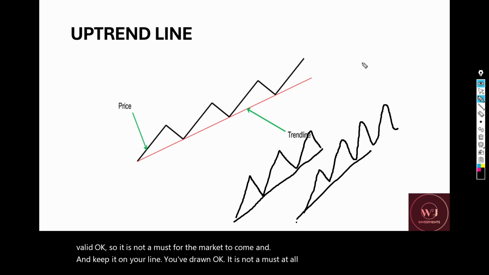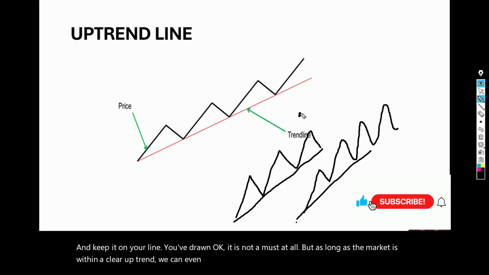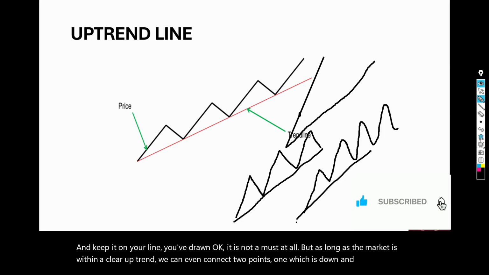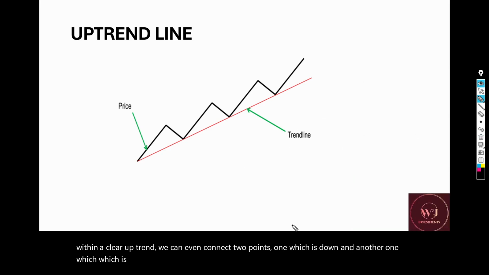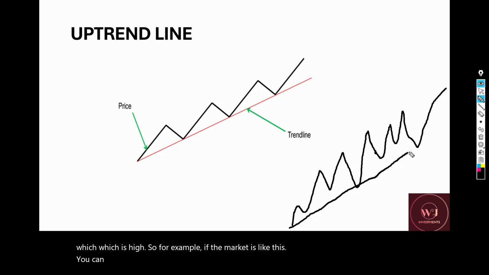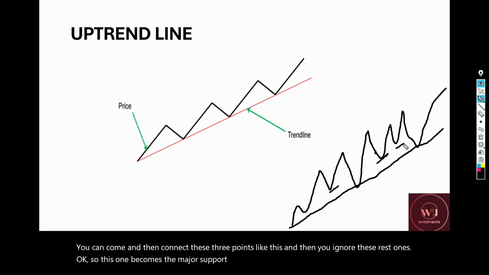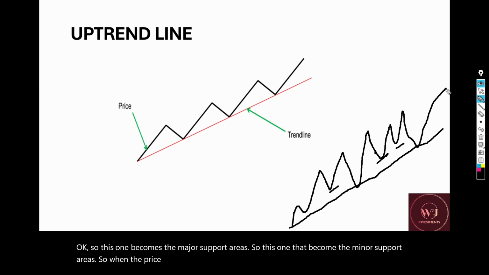But as long as the market is within a clear uptrend, we can even connect 2 points, one which is down and another one which is high. So for example, if the market is like this, you can connect these 3 points like this, and then you ignore the rest of the ones, okay? So these ones become the major support areas. So these ones become the minor support areas. So when the price comes to break these levels, that is when we make a trade, okay?